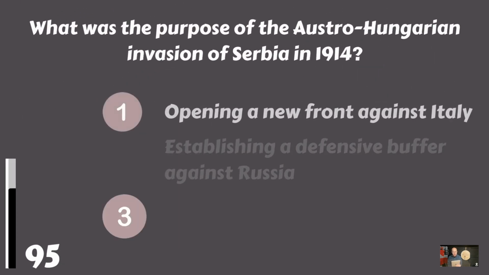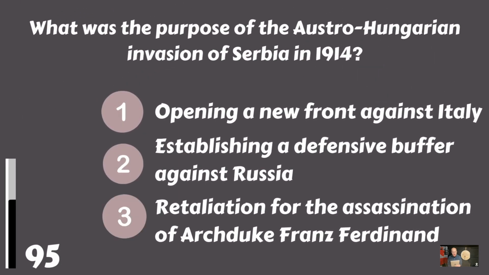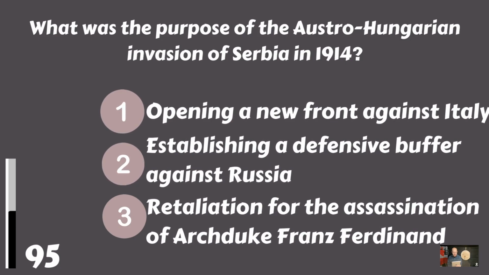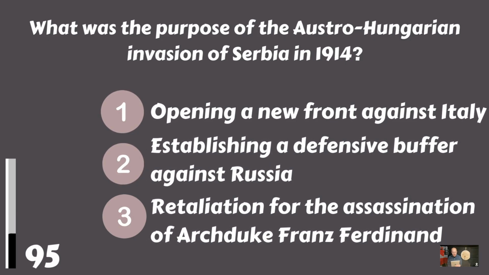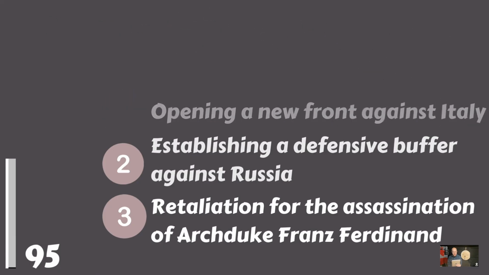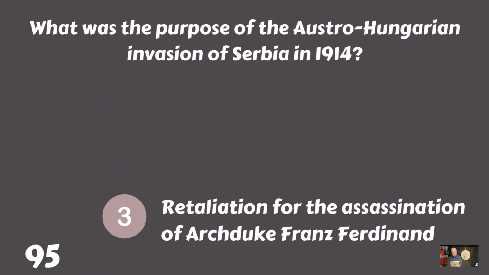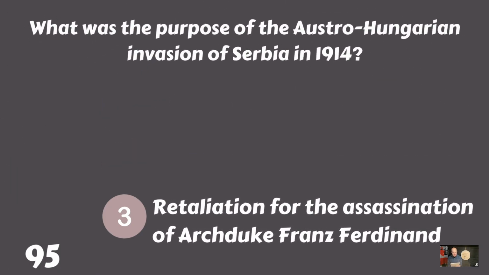What was the purpose of the Austro-Hungarian invasion of Serbia in 1914? Opening a new front against Italy, establishing a defensive buffer against Russia, or retaliation for the assassination of Archduke Franz Ferdinand? And that was retaliation for the assassination of Archduke Franz Ferdinand.